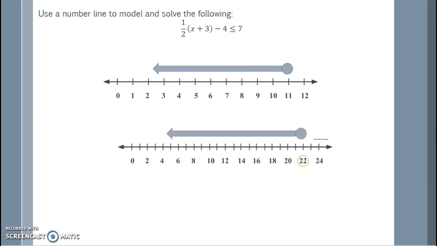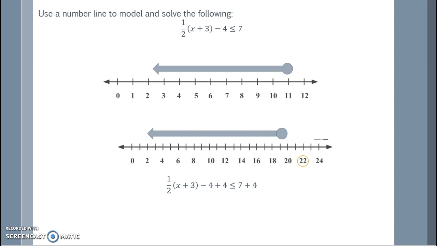After that, we would want to multiply both sides by 2 so that we can get rid of the half. So 11 times 2 brings us to 22. And after that, we want to subtract 3 from both sides so that we get our x by itself. So 22, 21, 20, 19, and we're still facing the left-hand side there.